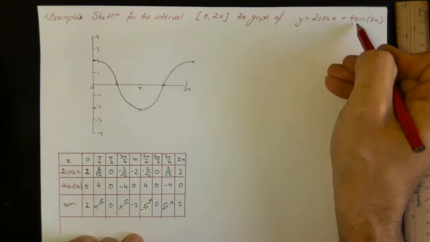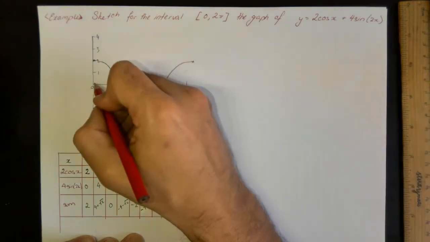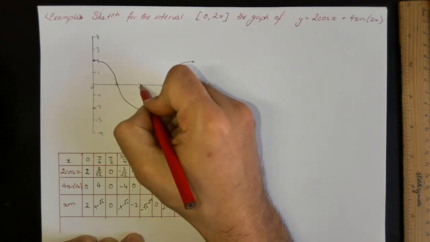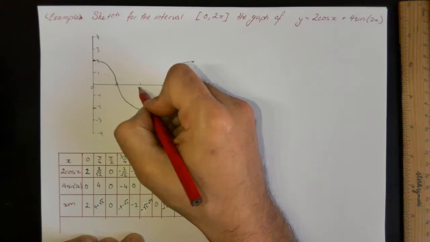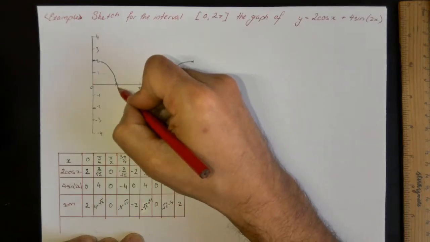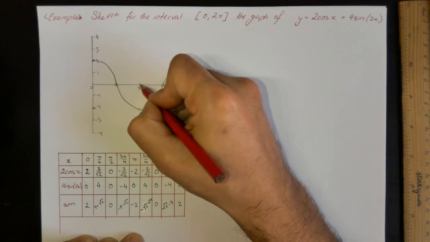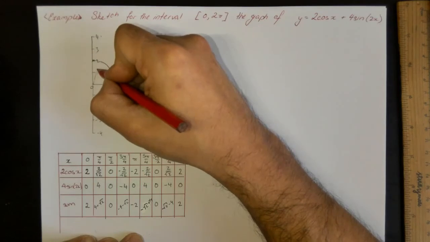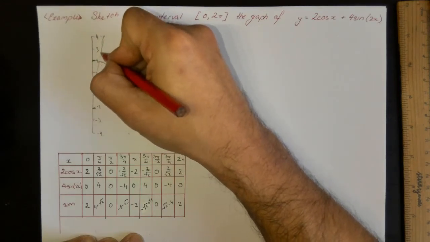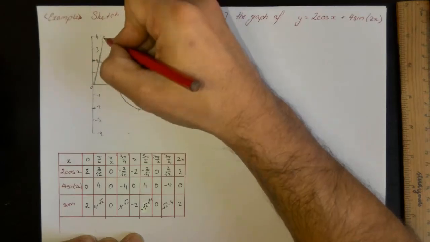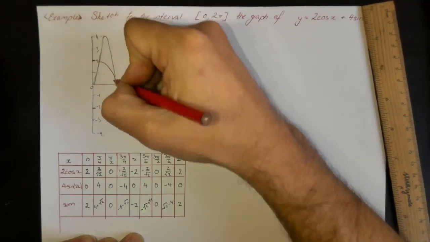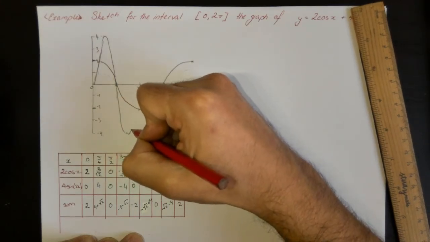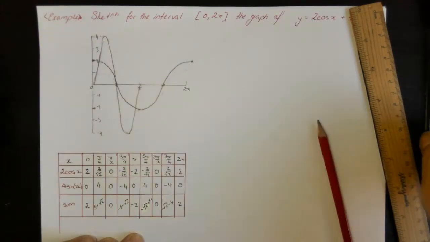Let's look at sine of 2x. So we've met this sine of 2x that happens every pi. But now we're increasing the amplitude to 4. So we've got... maybe I'll do that in a different color.